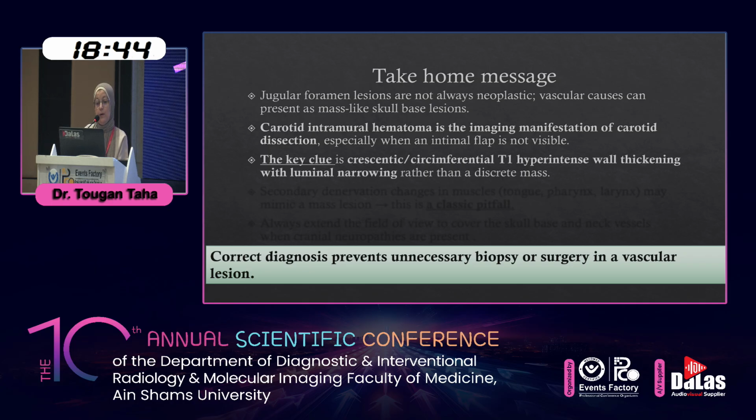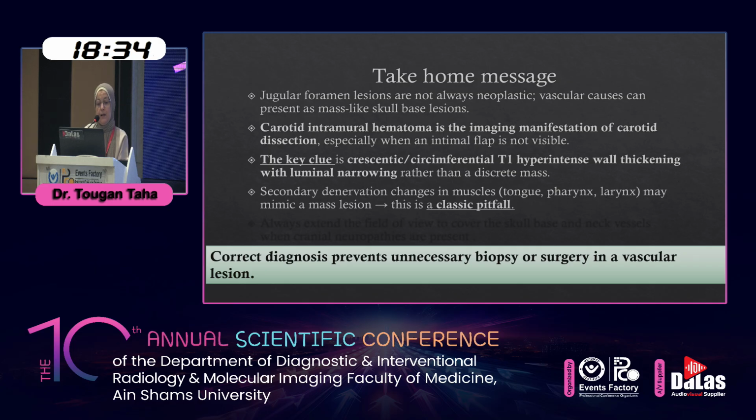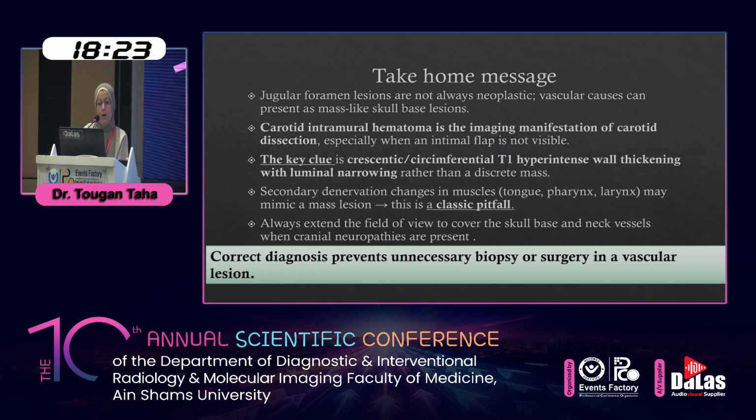The key clue is crescentic or circumferential T1 hyperintense wall thickening with luminal narrowing rather than a discrete mass. Secondary denervation changes in muscles such as the tongue, pharynx, or larynx may mimic a mass lesion, and this is a classic pitfall. Always extend the field of view to cover the skull base and neck vessels when cranial neuropathies are present.